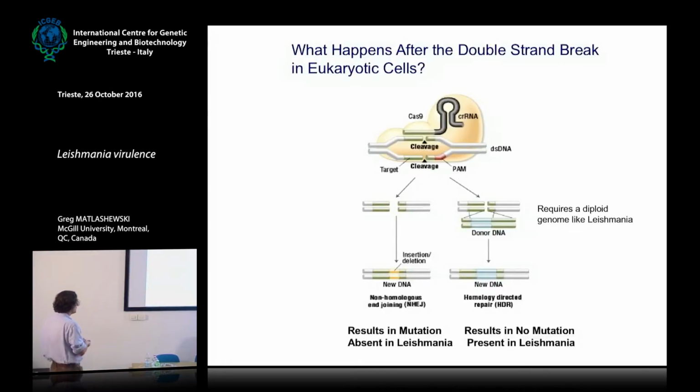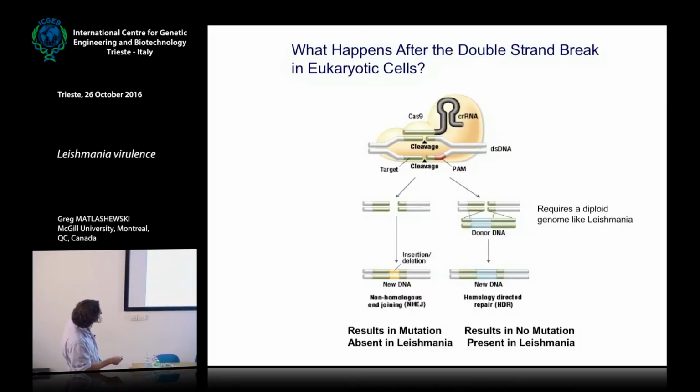So what happens when you cut DNA in a eukaryotic cell? This is a CRISPR-Cas system. It cuts the DNA here. There are two major ways in which DNA is repaired in a eukaryotic cell. One of them is non-homologous end joining, where you don't need any homologous recombination. It just joins these ends. But when it does that, you have deletions and insertions, and then you have mutation of the gene. And this is largely how the system is used to mutate genes, through non-homologous end joining.